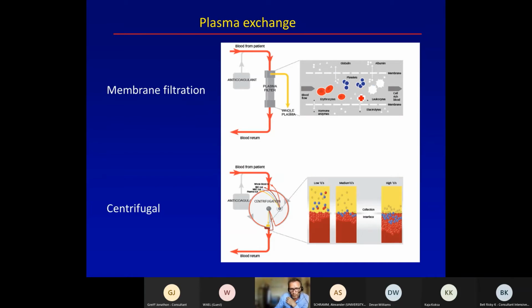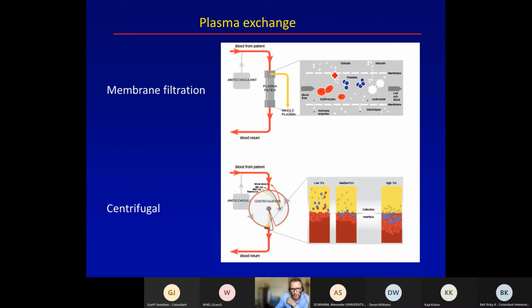Obviously then the cellular components are left within the blood compartment, and then you return pooled whole plasma to the patient. And obviously the notion here is you're removing potentially pathogenic mediators of the disease. The other form of plasma exchange is what the hematologists tend to use, which is a centrifugal technique. The blood is taken from the patient, it's put in a centrifugal device, and essentially the plasma is spun off, the cells are retained, pooled plasma is returned, and then the blood's returned to the patient. Broadly speaking, they're equivalently effective.